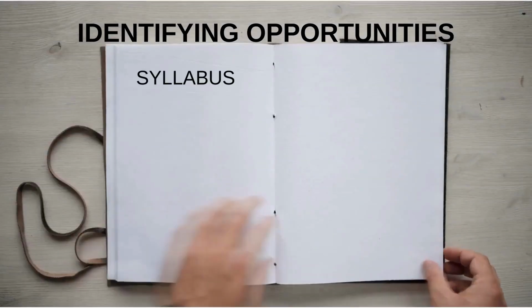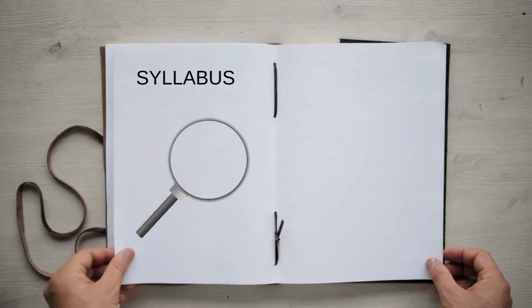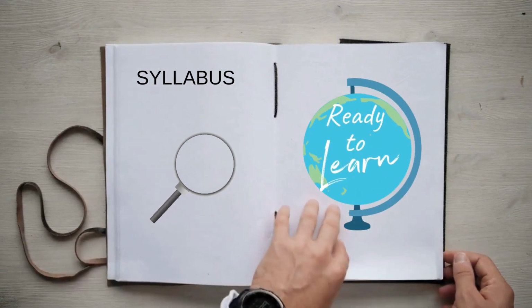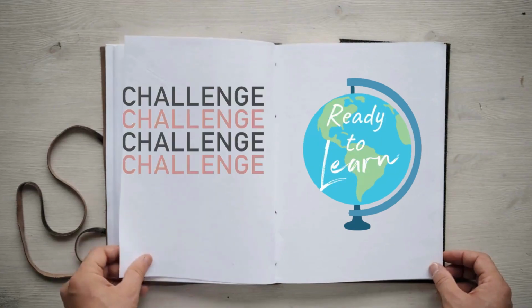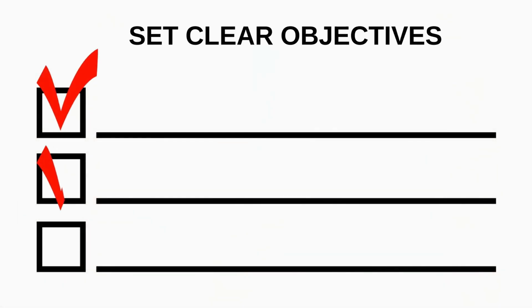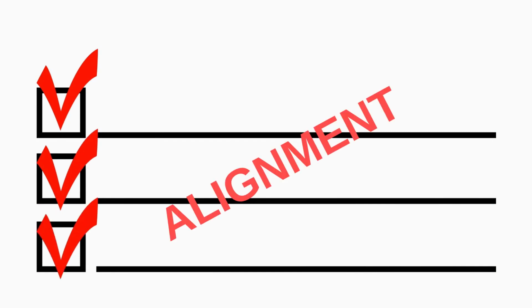Start by analyzing your existing lesson plans. Where could students explore further? Look for moments when your students could be challenged. Then, identify what learning outcomes and objectives you would like to target. Consider your current curriculum and align your extension tasks.